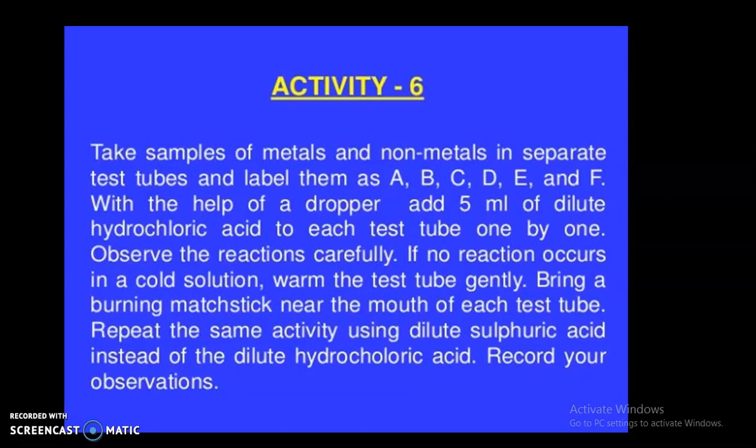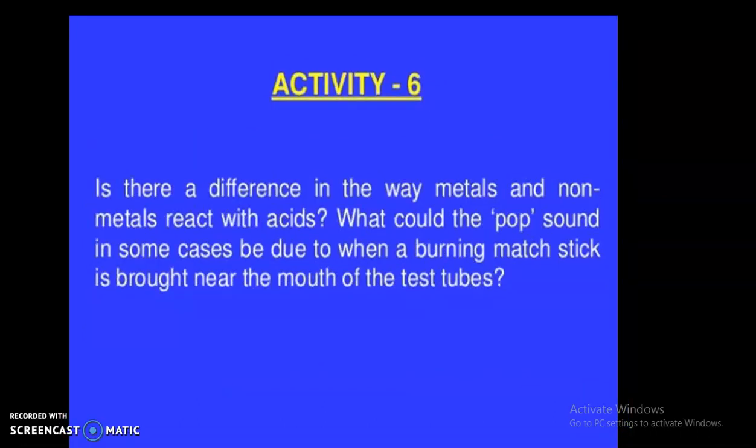If no reaction occurs in the cold solution, warm the test tube gently and bring a burning matchstick near the mouth of each test tube. Repeat the same activity using dilute sulfuric acid instead of dilute hydrochloric acid. Record your observations. We'll take samples like magnesium ribbon, aluminium foil, iron nail, coal piece and sulfur powder. Here the non-metals are the coal piece and sulfur powder; the rest are metals. Put them in separate test tubes and label them A, B, C, D and E.